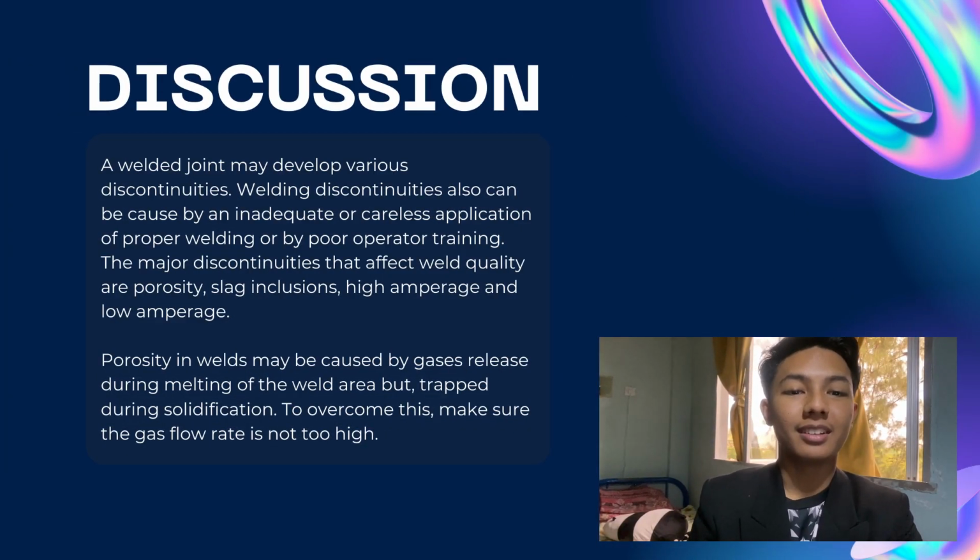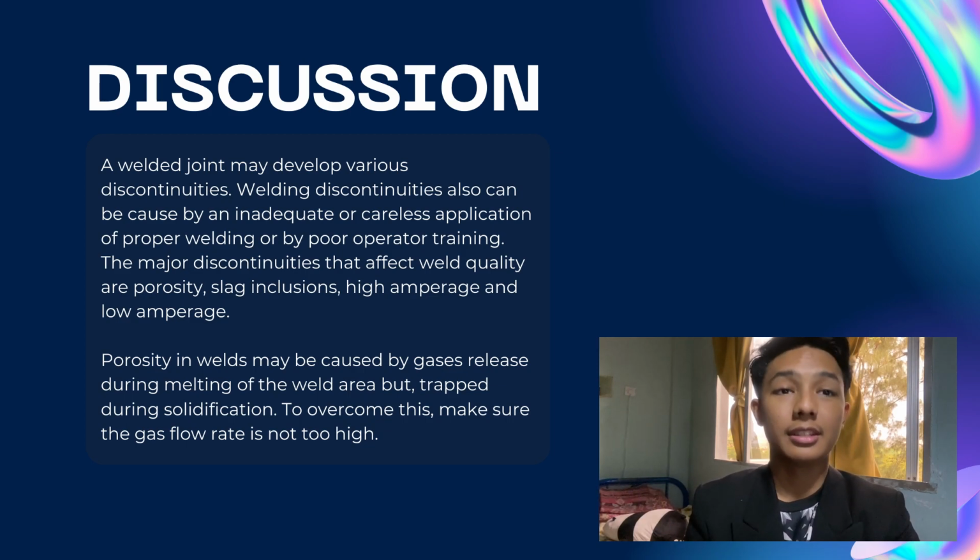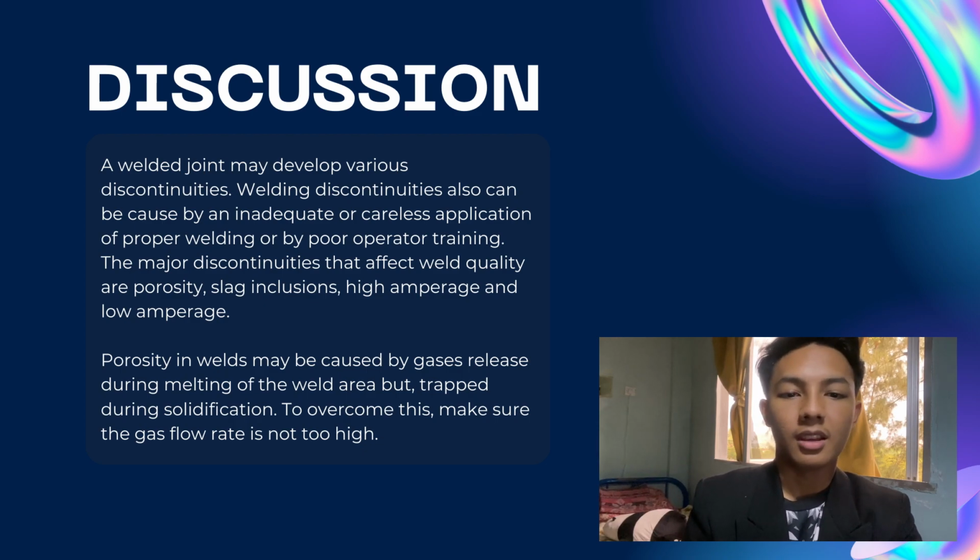Welded joints may develop various discontinuities. Welding discontinuities can also be caused by inadequate or careless application of proper welding or by poor operator training. The major discontinuities that affect weld quality are porosity, slag inclusions, high amperage and low amperage. Porosity in welds may be caused by gases released during melting of the weld area but trapped during solidification. To overcome this, make sure the gas flow rate is not too high.